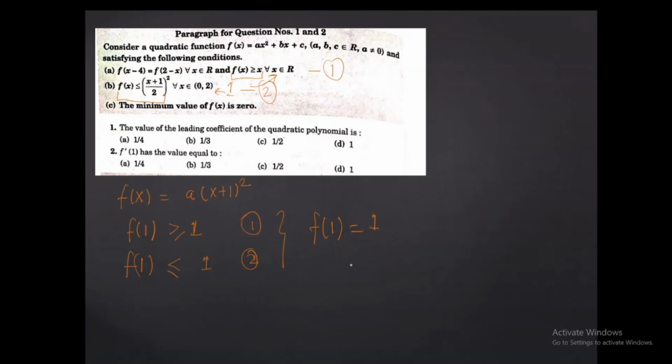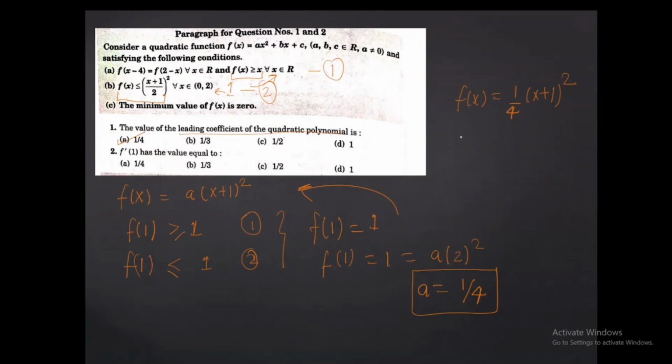And now putting the value of this over here, what we get is f of 1 equal to 1 equal to a times (1 plus 1) square. Okay. So we get the value of a equal to 1 by 4. So now we have our function f of x equal to 1 by 4 times (x plus 1) square. Okay. So the leading coefficient of the quadratic polynomial is 1 by 4. And f dash 1 has a value equal to how much?